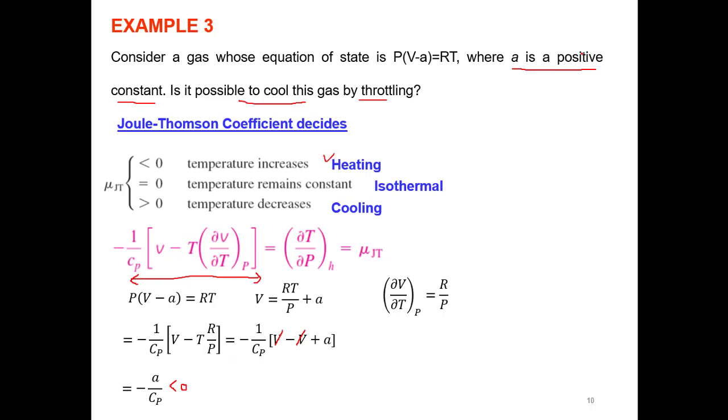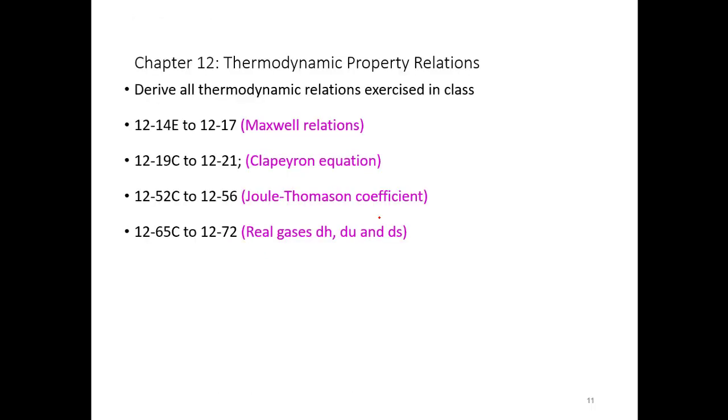So if we use this gas, whose equation of state is this one, for the refrigeration process, it is not suitable, because in a capillary tube or in a throttling process, it cannot produce cooling, right? So I hope you understand. This gas cannot be cooled by a throttling process.